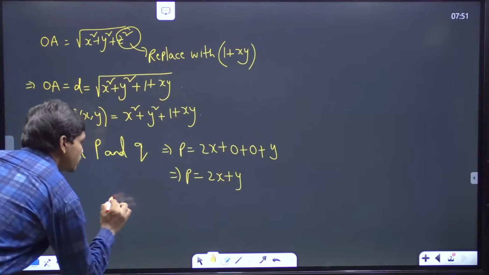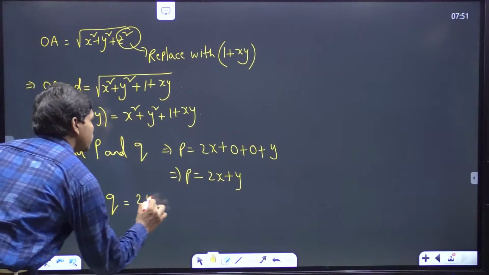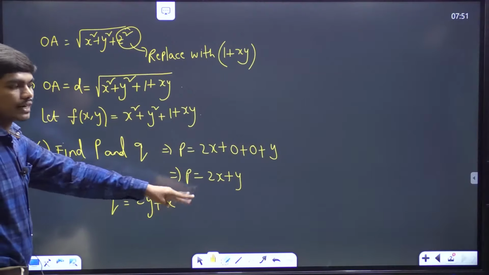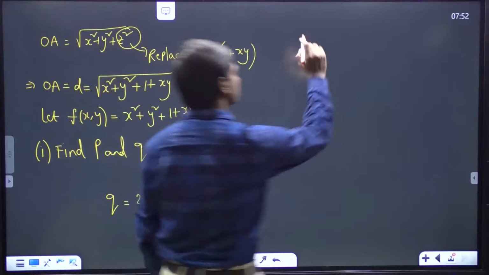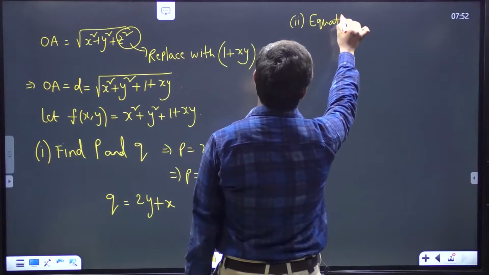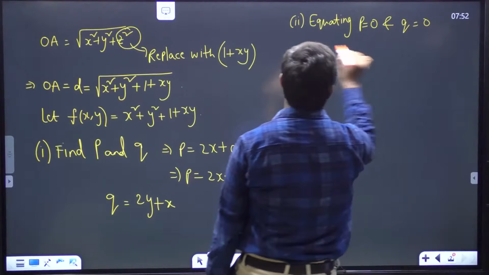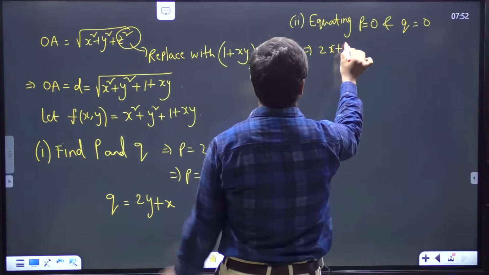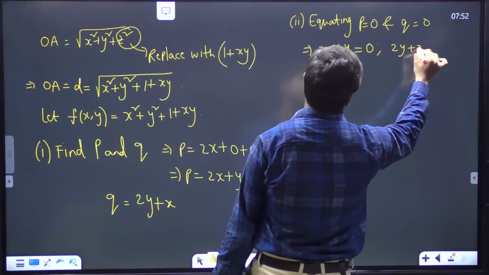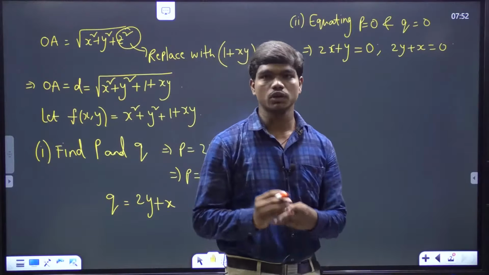Similarly, what is q? q is equal to partial differentiation with respect to y. If you carry out that, you will be getting 2y plus x. Now our step is to equate these two equations to 0 and get the points of x comma y. So let us do that. Second step, equating p is equal to 0 and q is equal to 0. This implies 2x plus y is equal to 0, which is p, and 2y plus x is equal to 0. So now these are the two equations that you got to solve for the values of x and y.